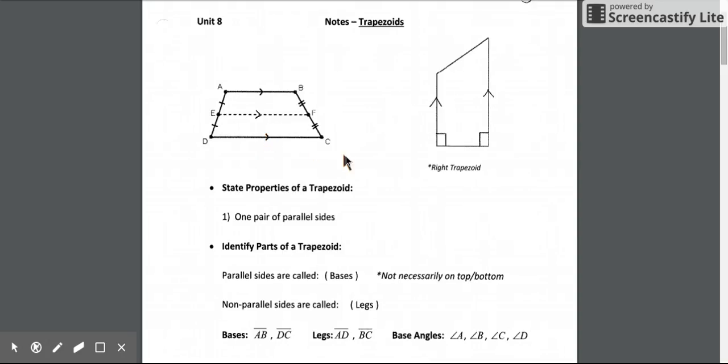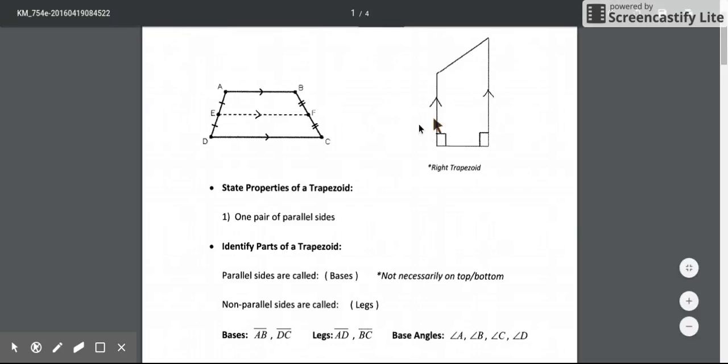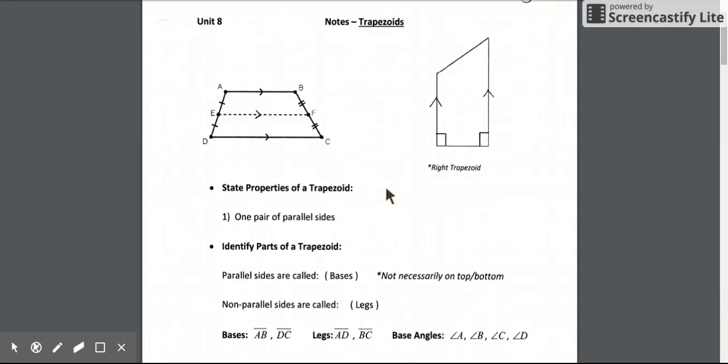We can look at a different type of trapezoid, specifically a right trapezoid because it has right angles. And if we rotate it so that it's facing this direction, the parallel sides are on the left and right side. So it just depends on the rotation of the trapezoid. You're always looking for the parallel sides. Those are the bases. The non-parallel sides are called legs.